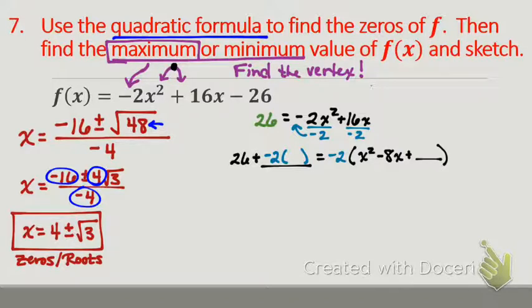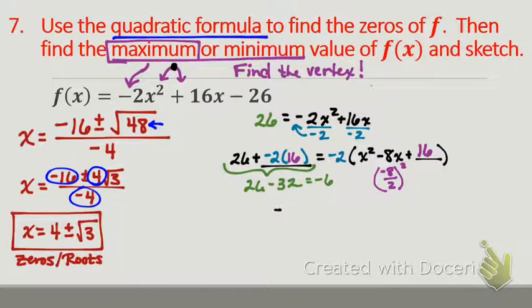How do I decide what goes in there? Negative 8 divided by 2, and then we square it. So I have negative 4 squared, which is 16, both spots. So over here, I have 26 minus 32. What is 26 minus 32? Negative 6, right? Yes? No? Correct me if I'm wrong. Wouldn't be the first time.